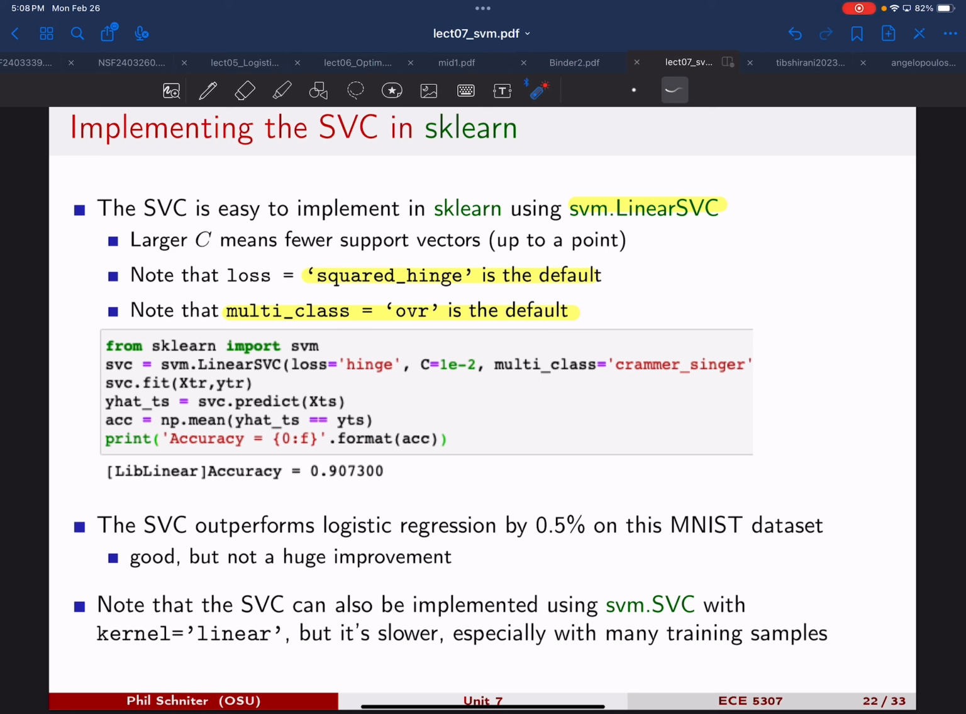90.7% accuracy, which is 0.5% better than our logistic regression. Okay, so it's nice to see it doing better, but after all this work, it's maybe a little disheartening, right? We did all this derivation, all this stuff, and all we got is 0.5%. It's kind of frustrating. So the thing is, though, the story's not over.